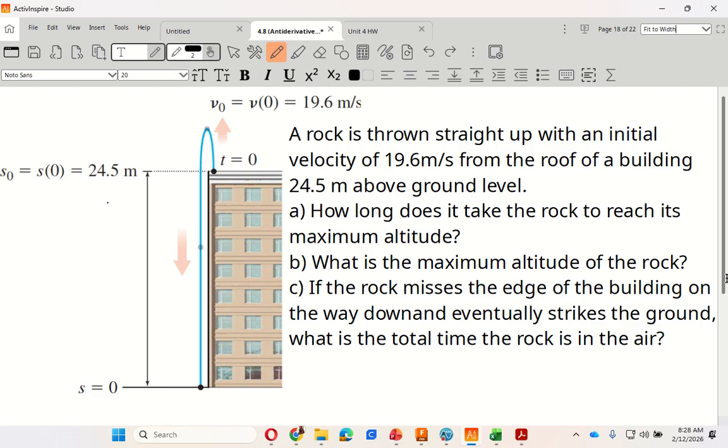Okay. So a rock is thrown straight up with an initial velocity of 19.6 meters per second from the roof of a building, and it is 24.5 meters above ground level. Okay, how long does it take to reach its maximum altitude?